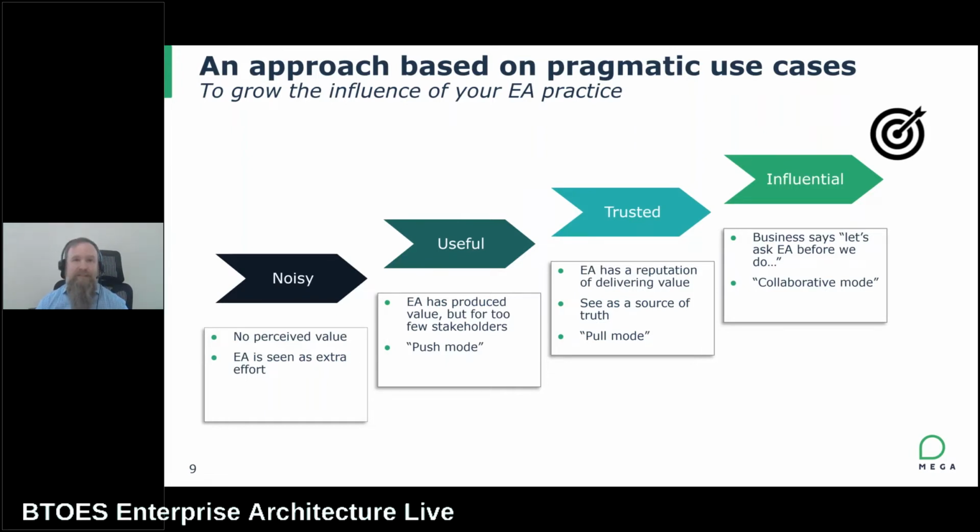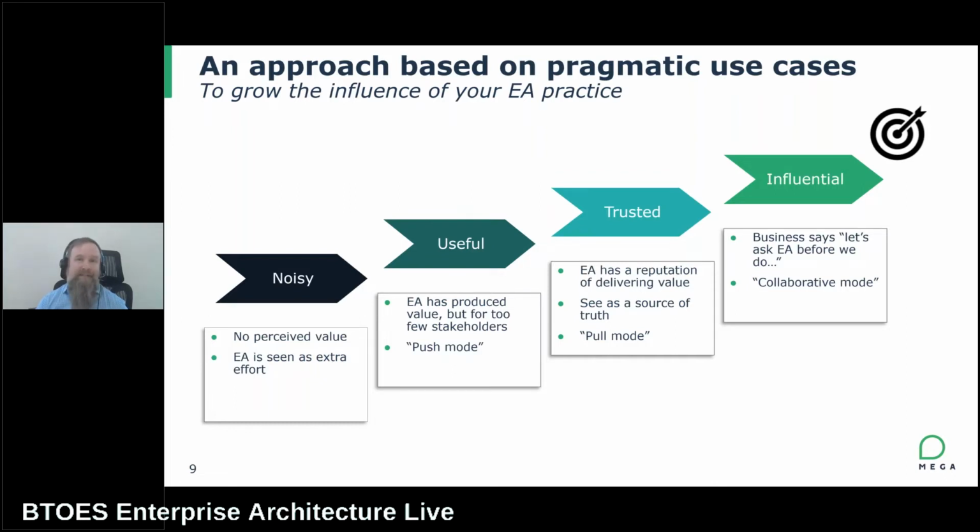So when you get to the trusted stage, now you're growing the number of stakeholders who recognize the value of the practice and the work that you do. And then we make the ultimate step towards influential. And this is where it's collaborative. There's going to be some level of pushing, some level of pulling, working together to drive the future.